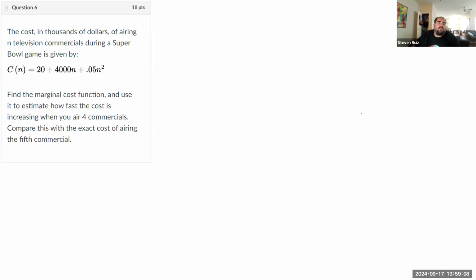And question number 6. So the cost in thousands of dollars of airing n television commercials during the Super Bowl is given by this function. So first, find the marginal cost function. So this is a total cost function. How do I find marginal cost? I take a derivative of that total cost function. So the derivative of 20 is 0. Derivative of 4,000n is 4,000. And what's the derivative of 0.05n squared? So I want to multiply 0.05 times 2, that's 0.1 times n. So that's the marginal cost function.